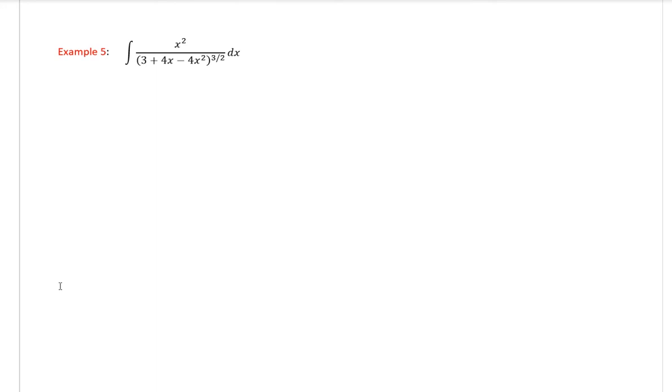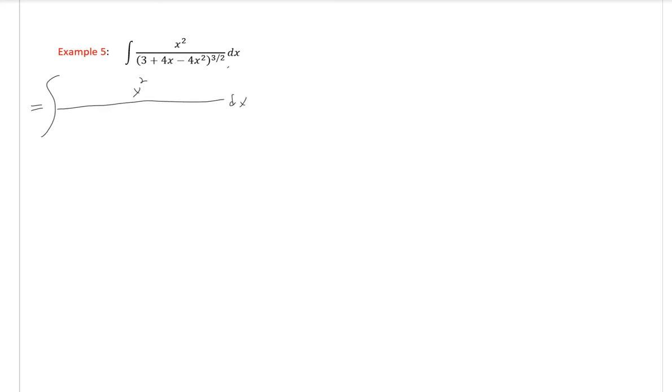Lastly, look how gross this one looks. We have the integral of x squared over (3 plus 4x minus 4x squared) to the 3 halves. This is going to scare some people, okay, first because of how this looks. But let's rewrite this. Let's try to get this of this form.